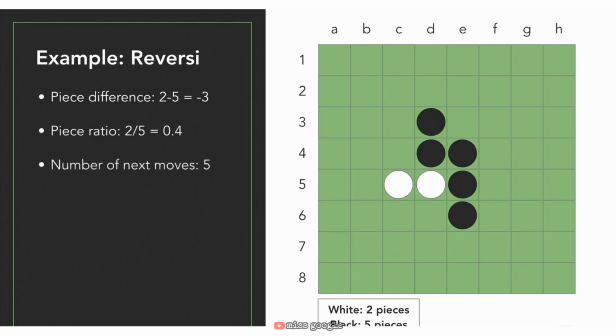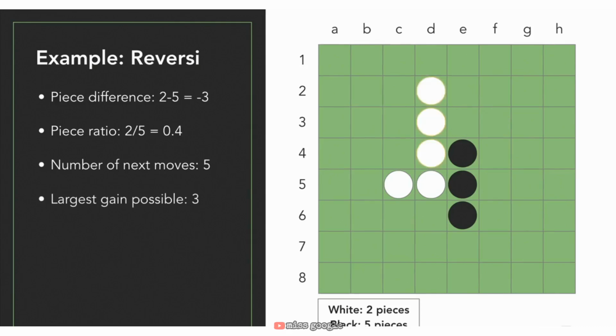We could also count the number of next moves for white. As you can see, there are 5 possible moves for white. Alternatively, we could use the largest gain possible among next possible moves. As you can see, this move would yield a gain of 3 white pieces. Similar to chess, Reversi has a history of research and techniques you may want to look up.